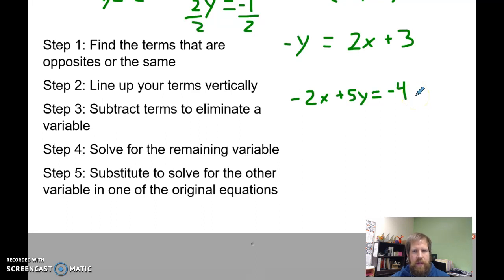So it doesn't really matter. When you see a system, you see those two equations, and you say, okay, I've got a 2, I've got a 2.